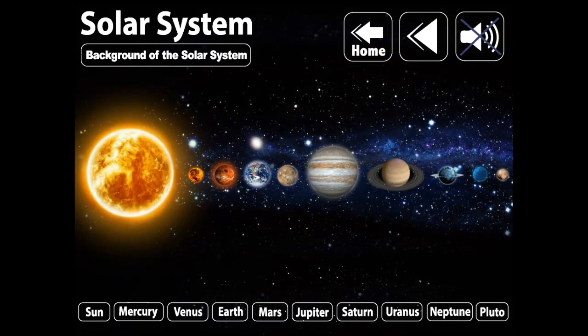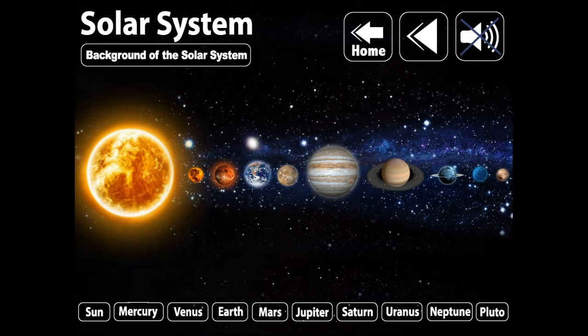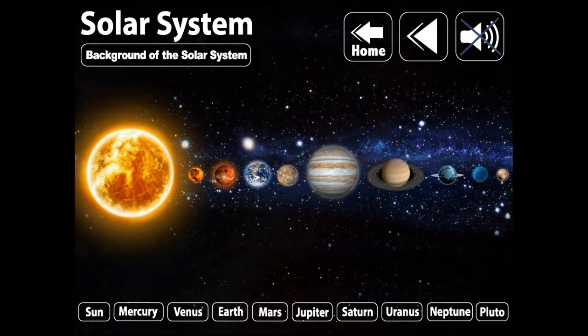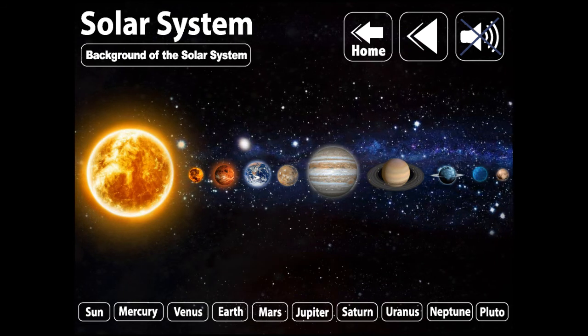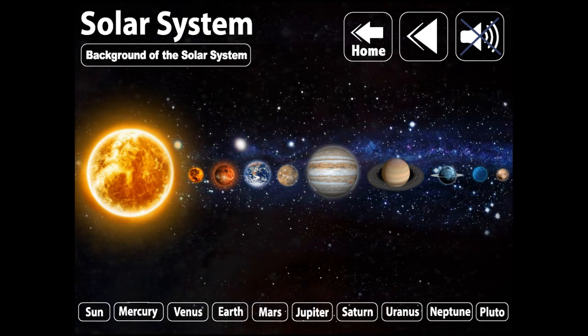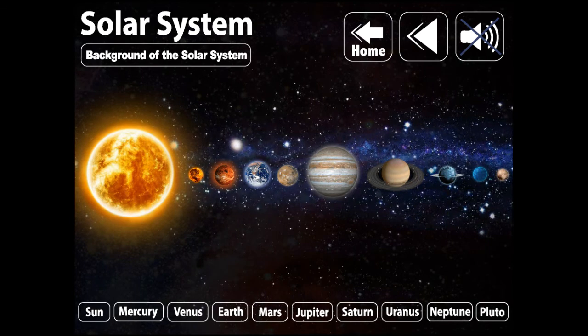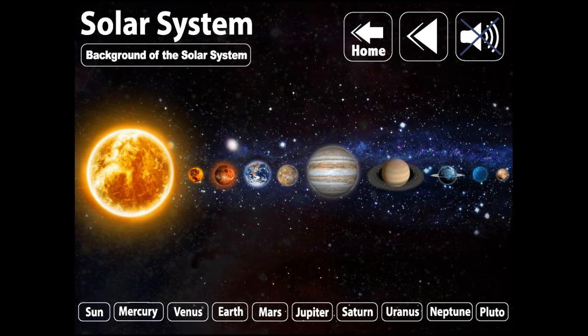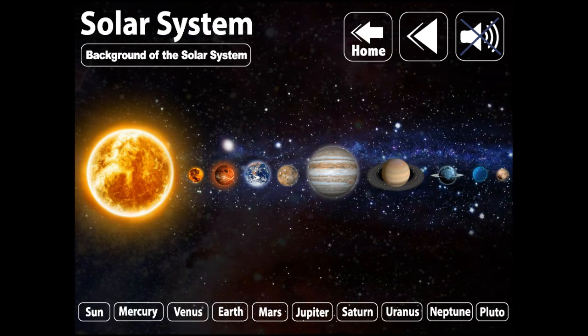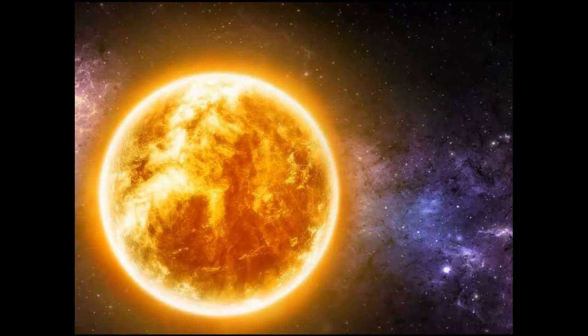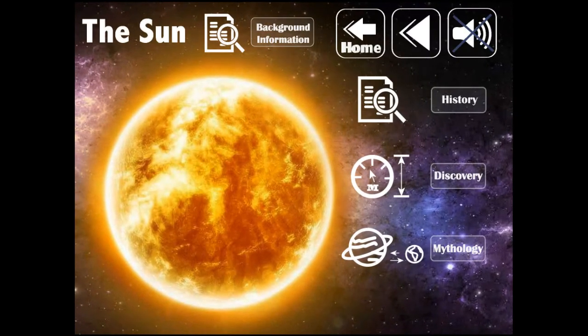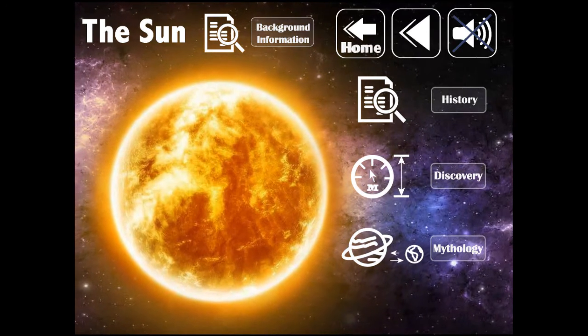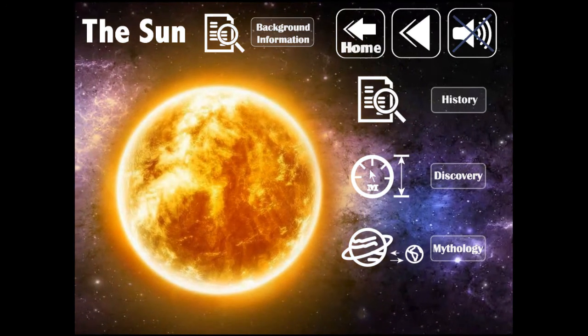The solar system is the planetary system of the sun, which is the center, while the planets, dwarf planets, asteroids, comets, meteoroids, and small solar system bodies orbit around the sun. Here, please select from the topics: background information, history, discovery, and methodology.